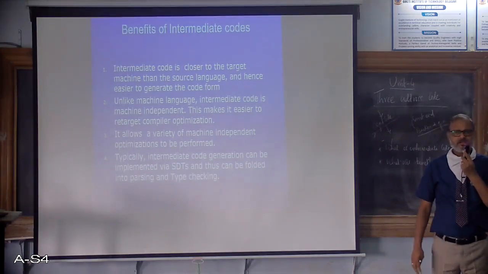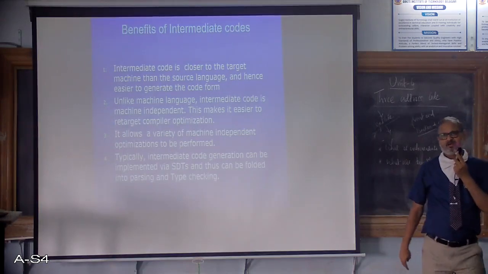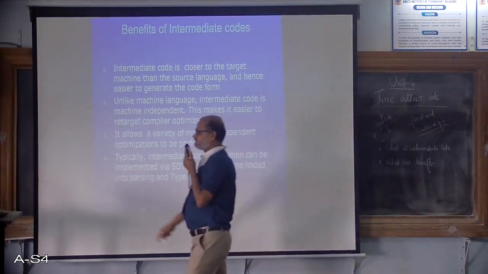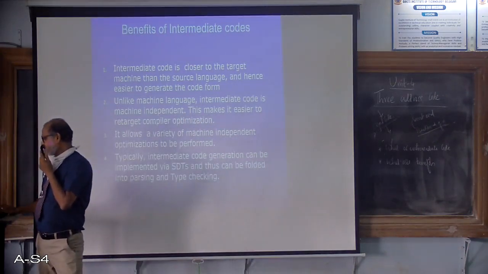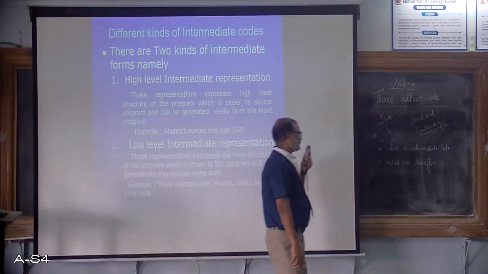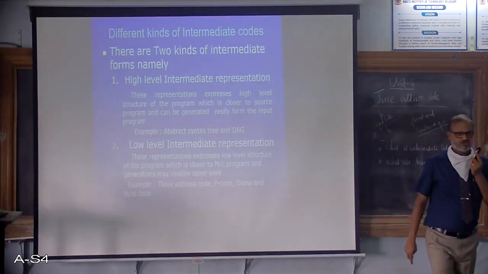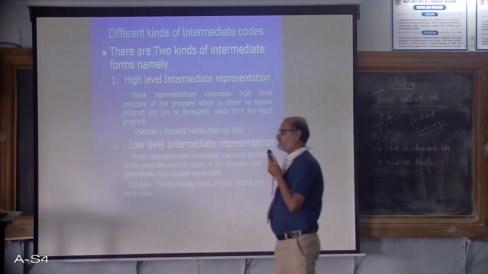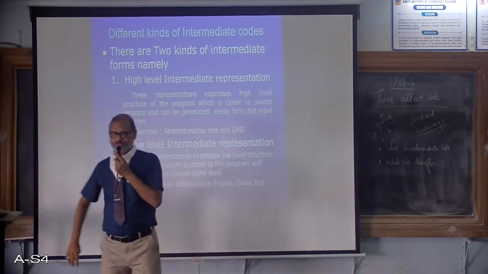Optimization could be an independent optimization, or it could be a machine dependent optimization. Now, before we see the next intermediate code, which is the three address code, let me just tell you once again what are the different types of intermediate representations we have.